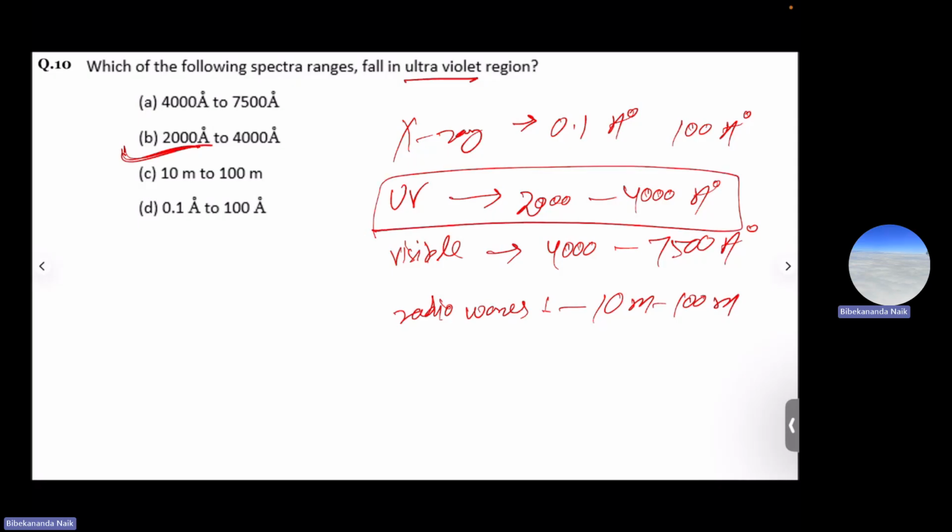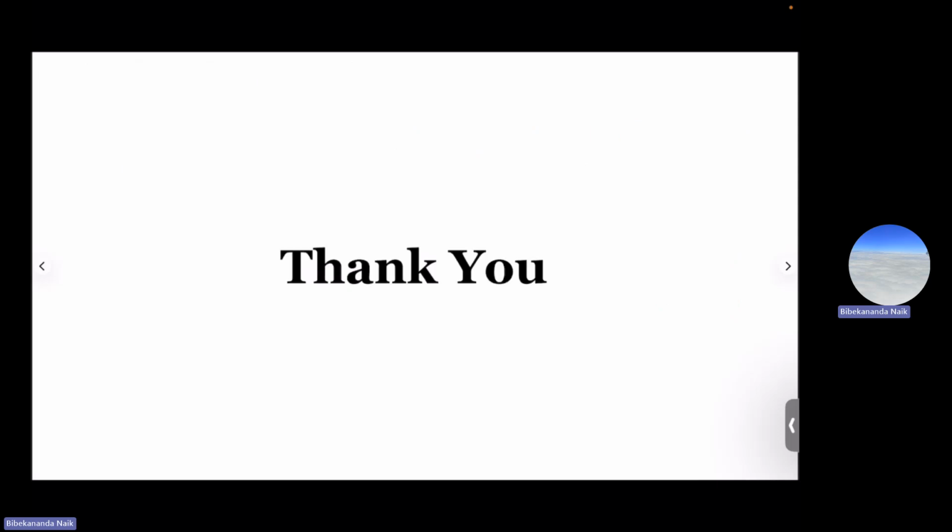So with this we come to the end of today's interaction session. In this session we solved a few problems related to the week 11 course content, and in the next interaction session we will be solving a few problems related to week 12 of the course, which will be our last regular interaction session. However, the last interaction session is on next Monday.